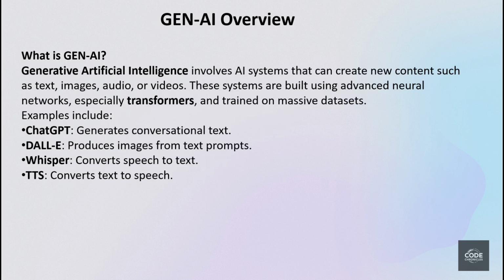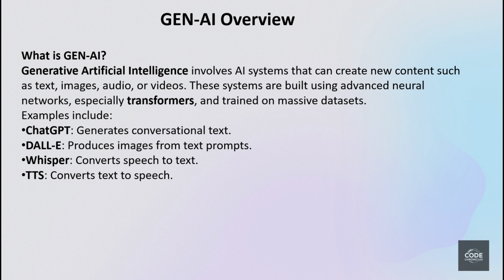So, our basic question is, what is Gen AI? Gen AI refers to advanced systems capable of creating new content, whether that be text, images, audio, or videos. These are not simple algorithms. They are built using complex neural networks, particularly a type called a transformer. These AI systems are trained on vast amounts of data, allowing them to generate high quality and original outputs.